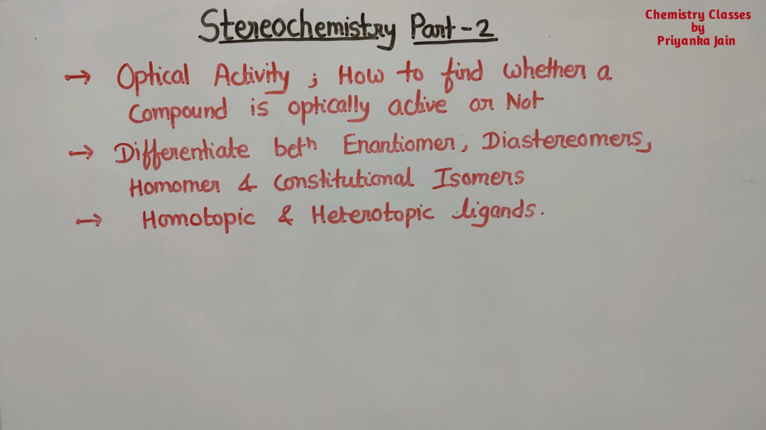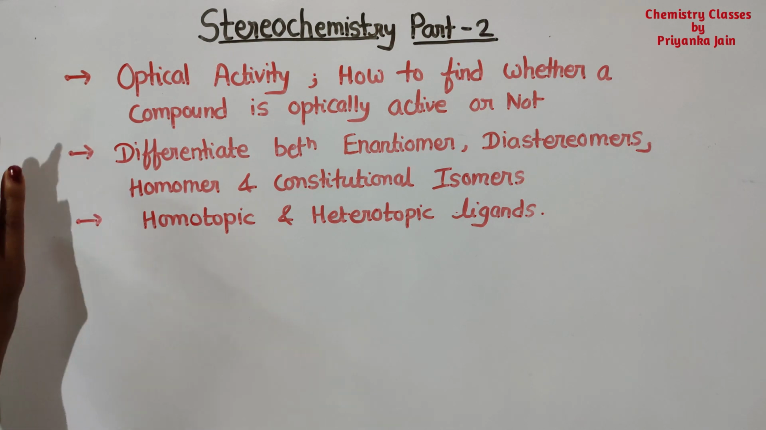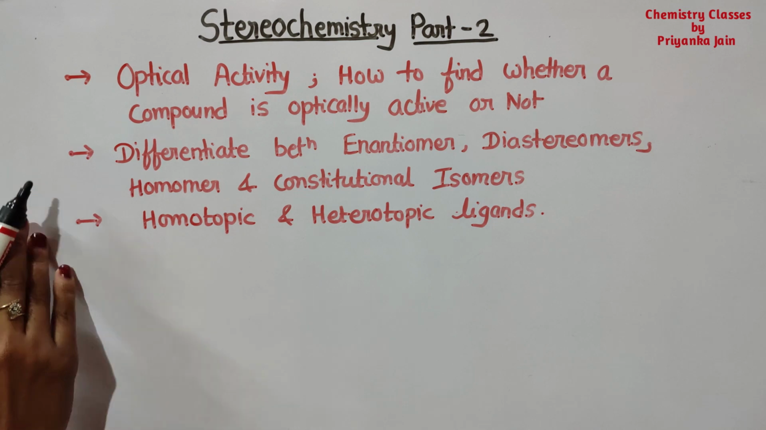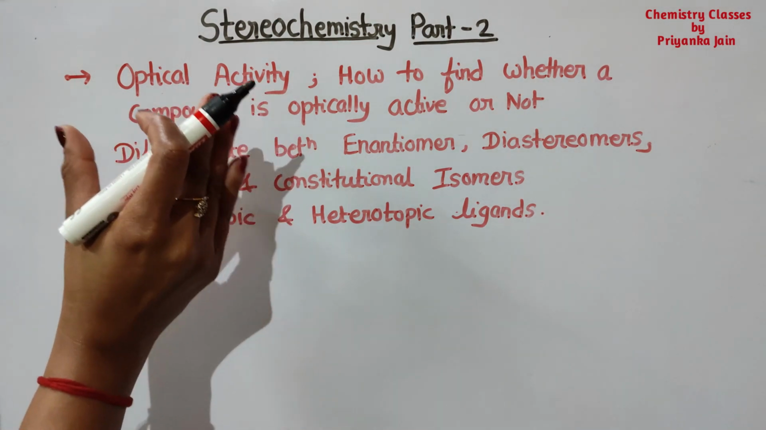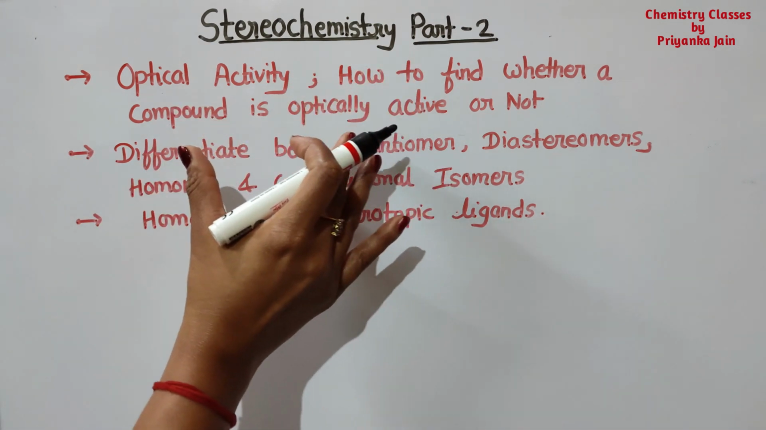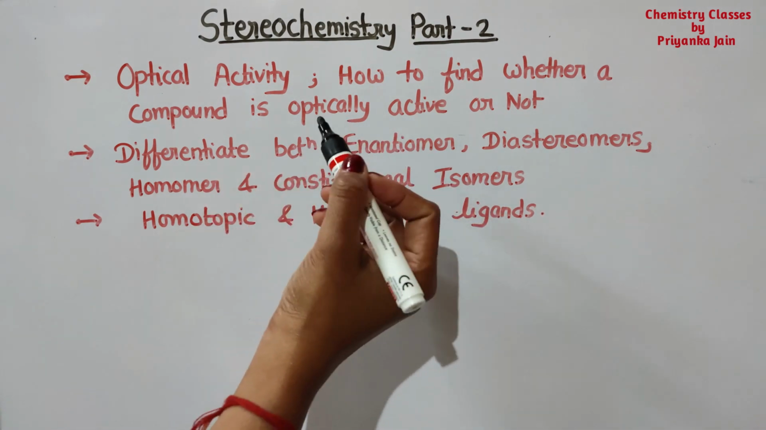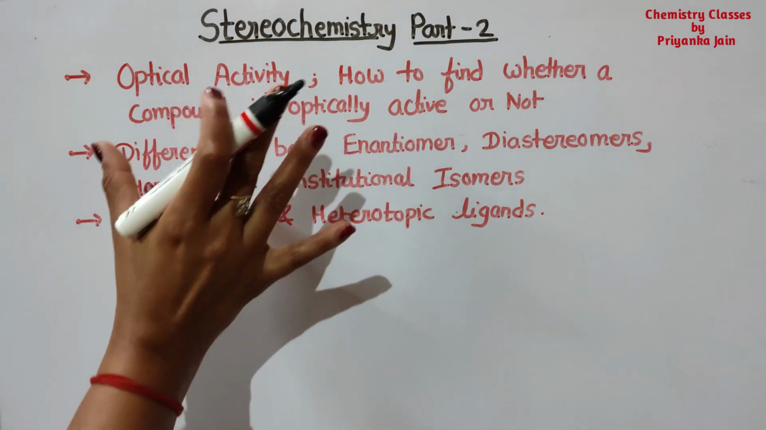In this lecture we are studying some very important things, because questions are asked especially on these topics. So we have to study all these topics. First topic is optical activity. We should know about optical activity in general. What is optical activity? One question asked here is: we are given compounds and we have to find out whether they are optically active or not. So we will do this whole thing.